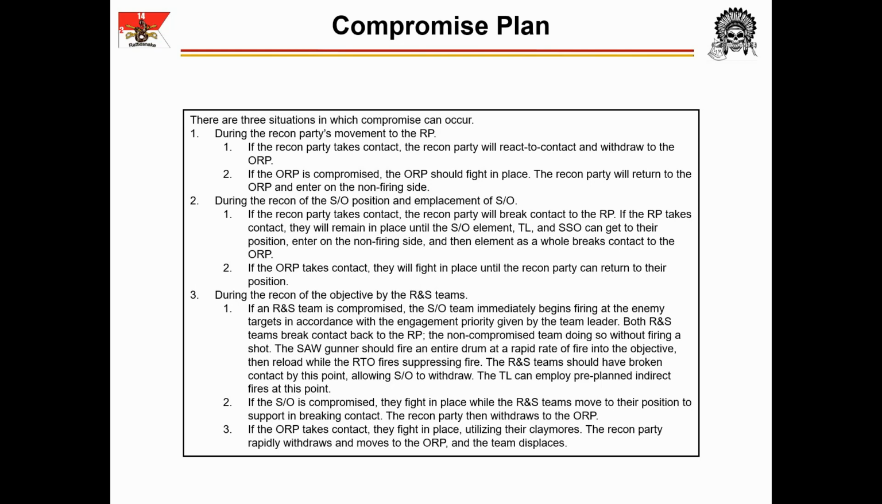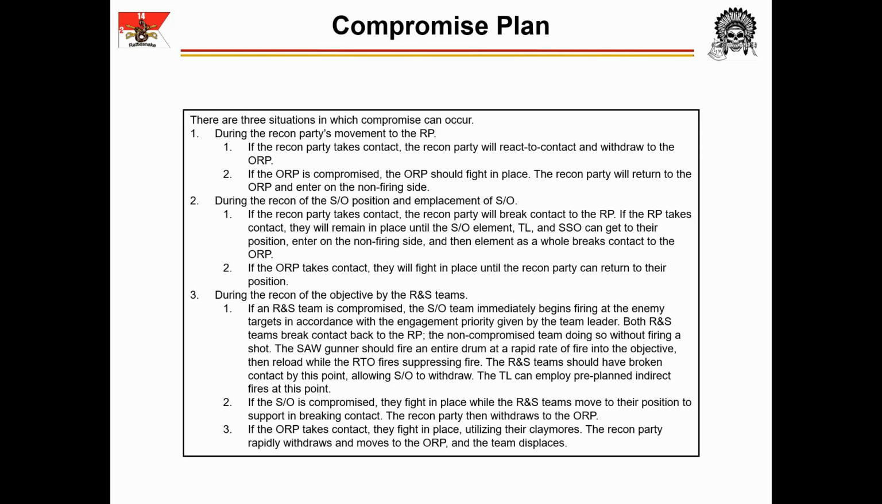The SAW gunner should fire an entire drum at a rapid rate of fire into the objective, then reload while the RTO fires suppressing fire. The RNS teams should have broken contact by this point, allowing the S&O to withdraw. The team leader can employ pre-planned indirect fires at this point.